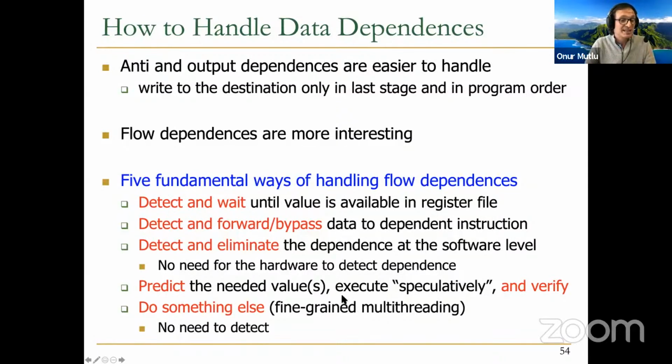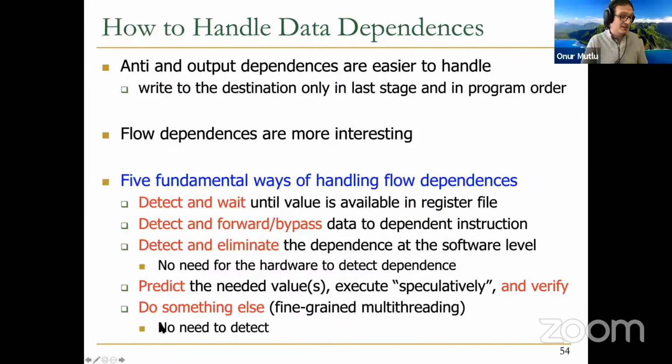The fourth one over here predicts the needed values and executes speculatively and verifies. This is called value prediction. We're going to look at that. And the last one over here does something else. Basically, there's no need to detect. It switches to some other thread that is completely independent. And we're going to see that also because these are all very powerful.